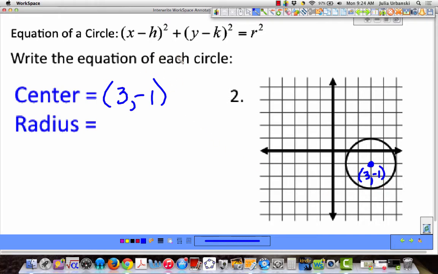And then the other thing you need in order to be able to make the equation is the radius. So looking at that circle, count the radius. From center to edge is 1, 2. So the radius is 2.